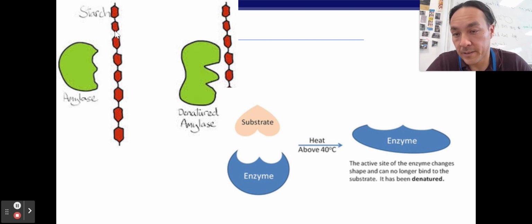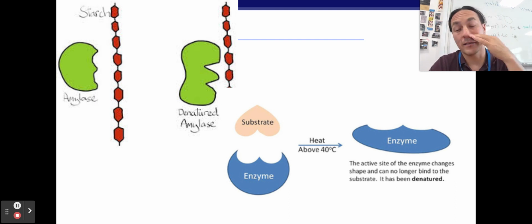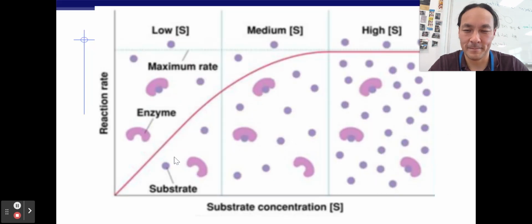Here's another picture of it. So here's an enzyme, amylase. It's going to break down starch. The active site will work upon the substrate, but once it's denatured, it no longer works. There could be things like inhibitors and poisons that also affect enzymes. Want to learn more about that? Take AP Bio. It'll be fun.